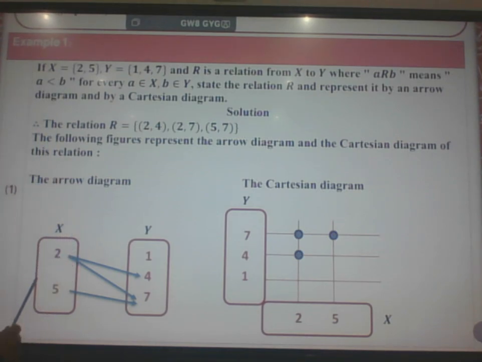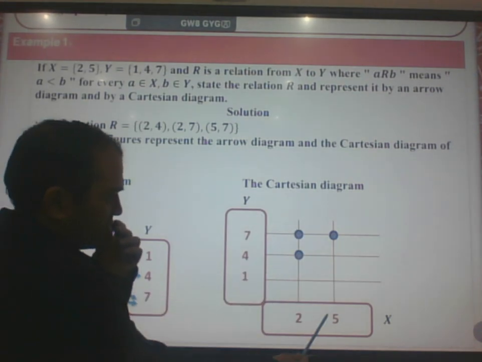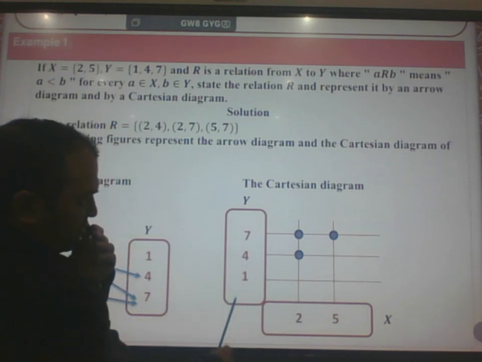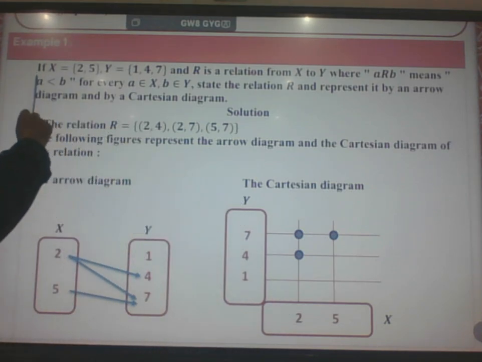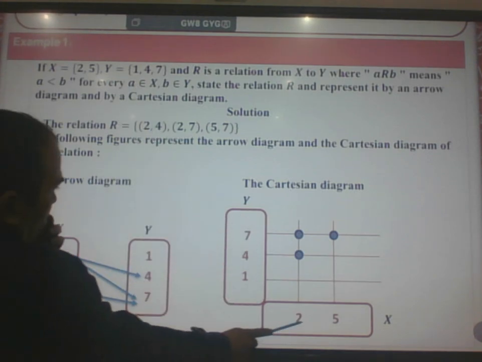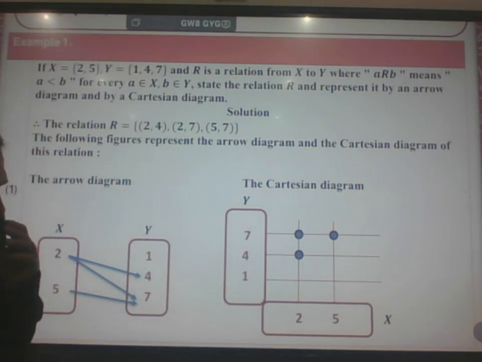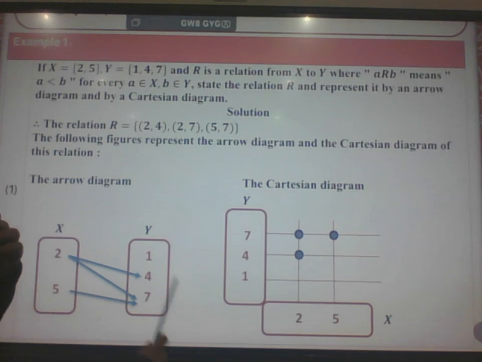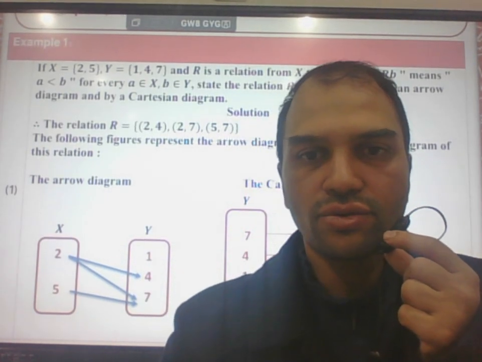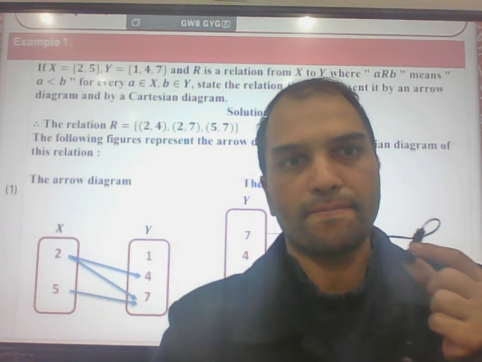Then we can draw our diagram like this. First set X and second Y, going from 2 to 4 and 2 to 7, 5 with 7. And also the Cartesian diagram, we can draw like this: vertical, X down and Y up here, because we want to find the relation between X and Y. a belonging to X and b belonging to Y. Then a is the first, like this, and b will be second. And then put the point. This is the Cartesian diagram, and the second we called the arrow diagram. This is the relation between two sets X and Y, okay?